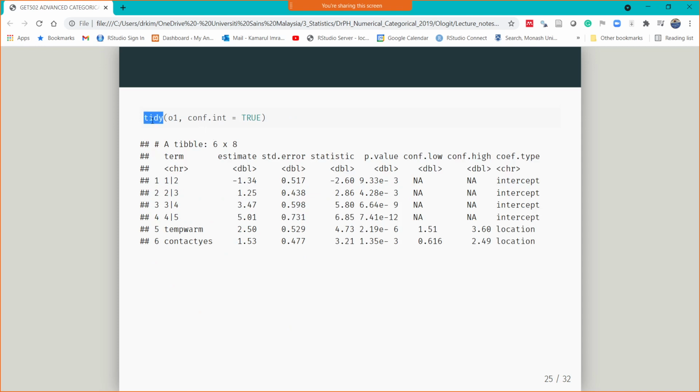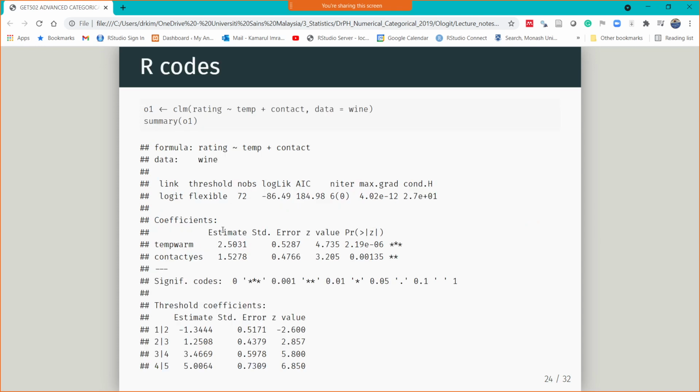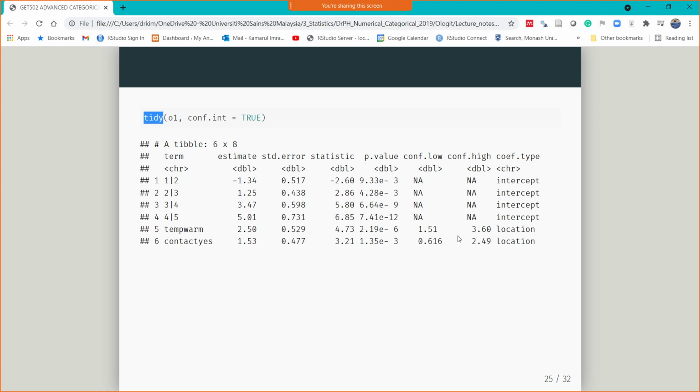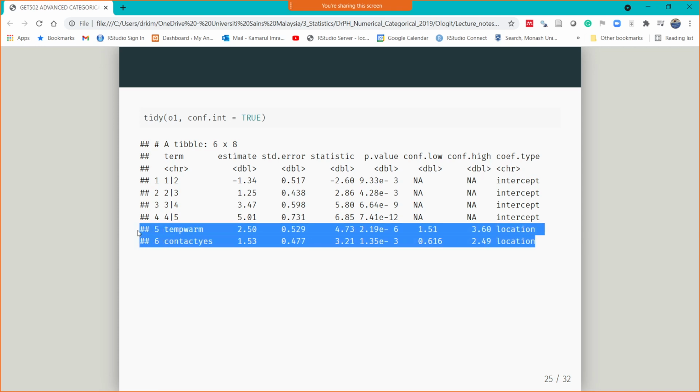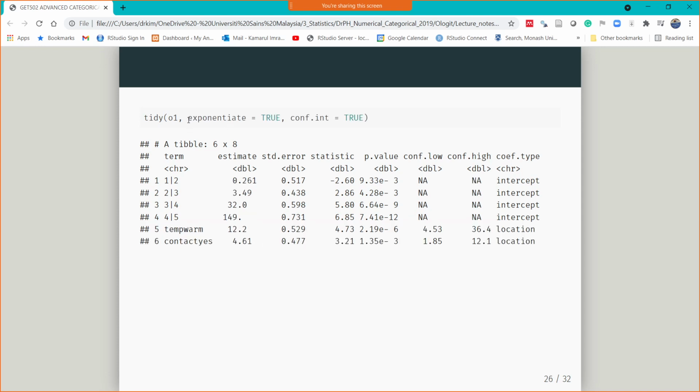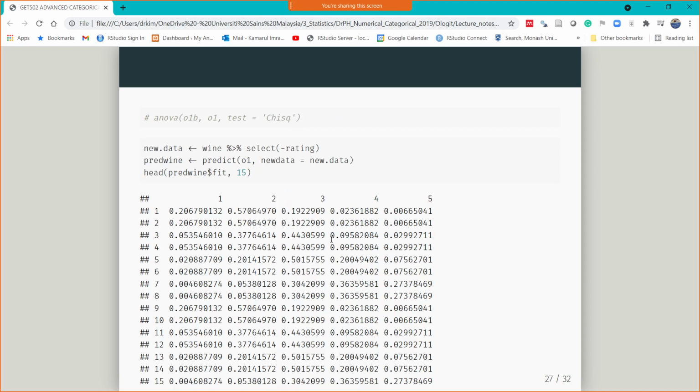If you use tidy, then you can convert this crowded output to a better, nicer output. Conf.int will provide the 95% confidence interval, and these are the main interests. If you use exponential true, then you'll get the estimate here as the odds ratio.